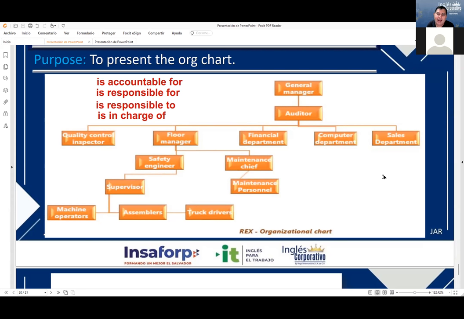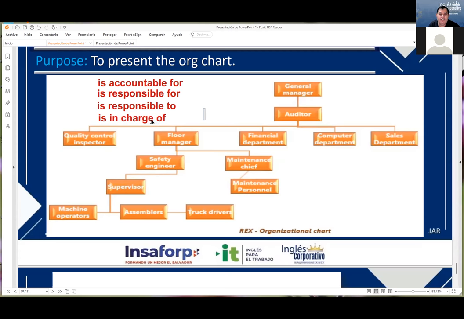Okay, Ana María, ¿cómo puedo ayudar? Fíjese que de esa última lámina que puso, yo le entendí que "is responsible for" es los que están abajo y "is responsible to" es los que están arriba de ellos. Pero el de "is accountable for" y el último, sí, no le entendí muy bien.